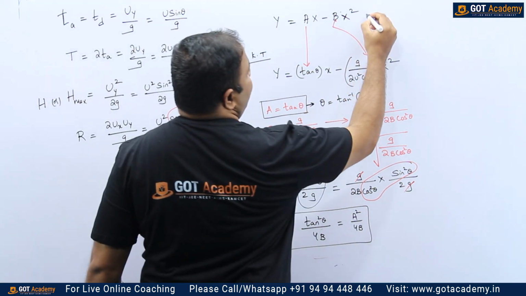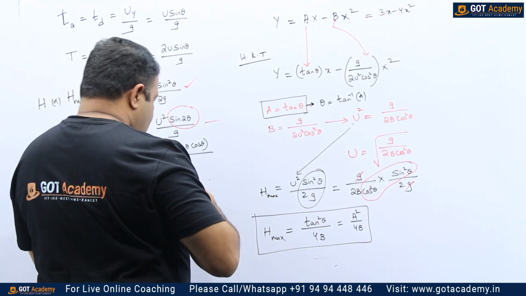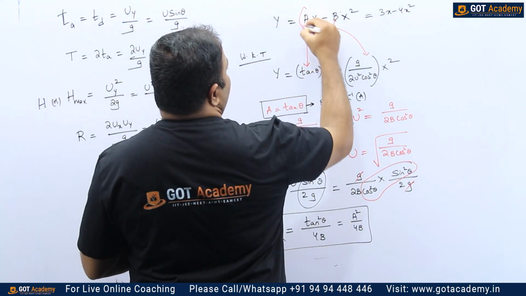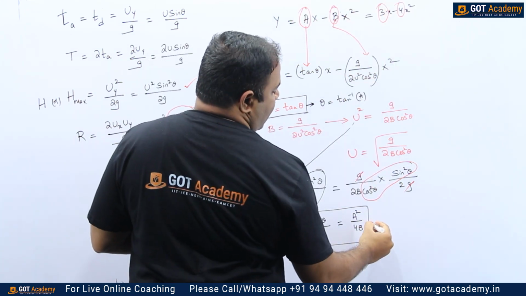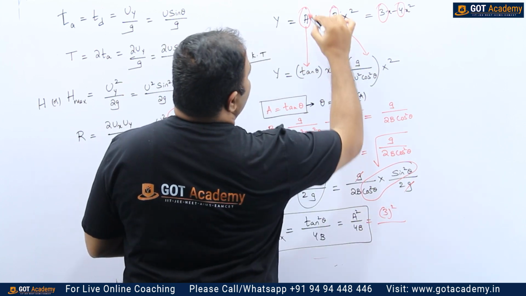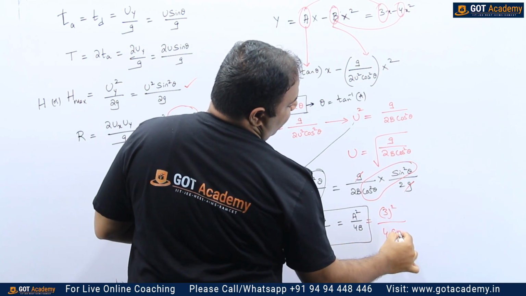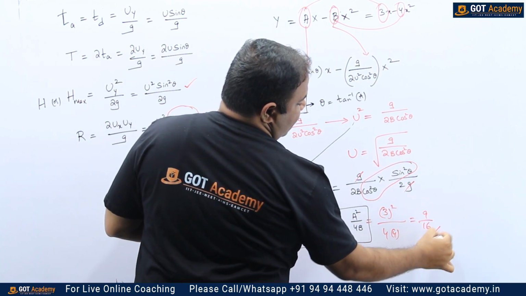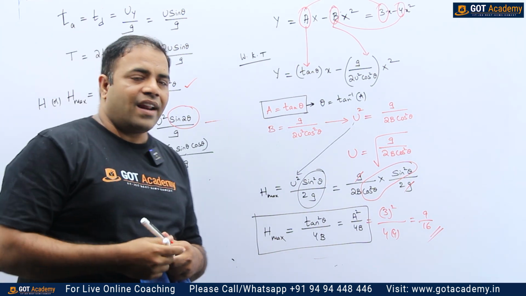Suppose in the exam, they give you 3x minus 4x square. Then what you have to do is take a equal to 3 and b equal to 4. Directly, a square is 3 square, because a is 3 and b is 4. So, 4 into 4, then the answer is 9 by 16. Like this, you must be in a position to answer. Is it clear, my dear children?